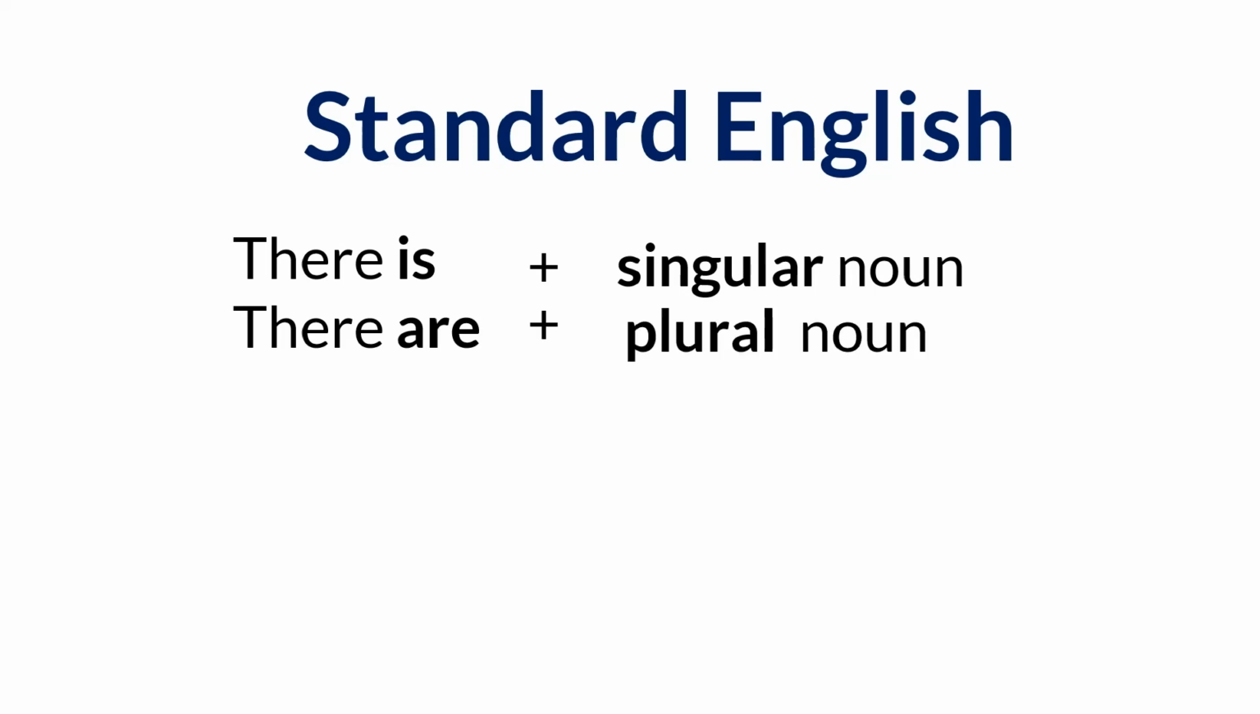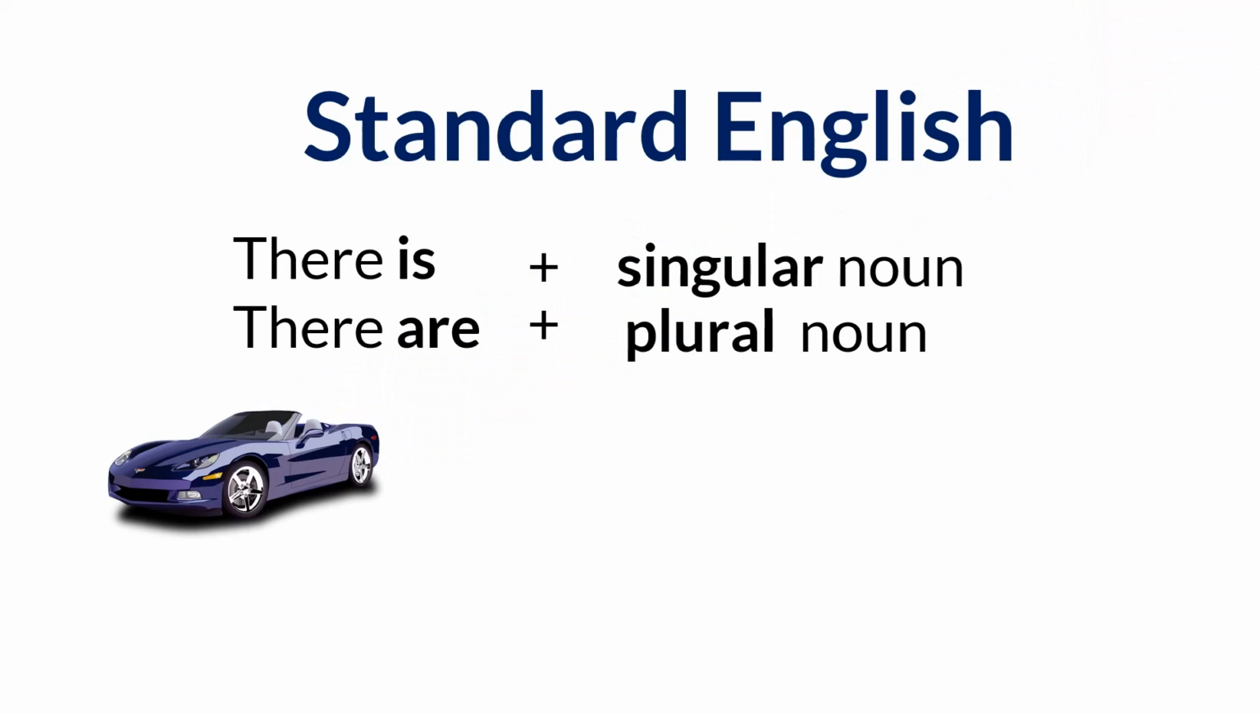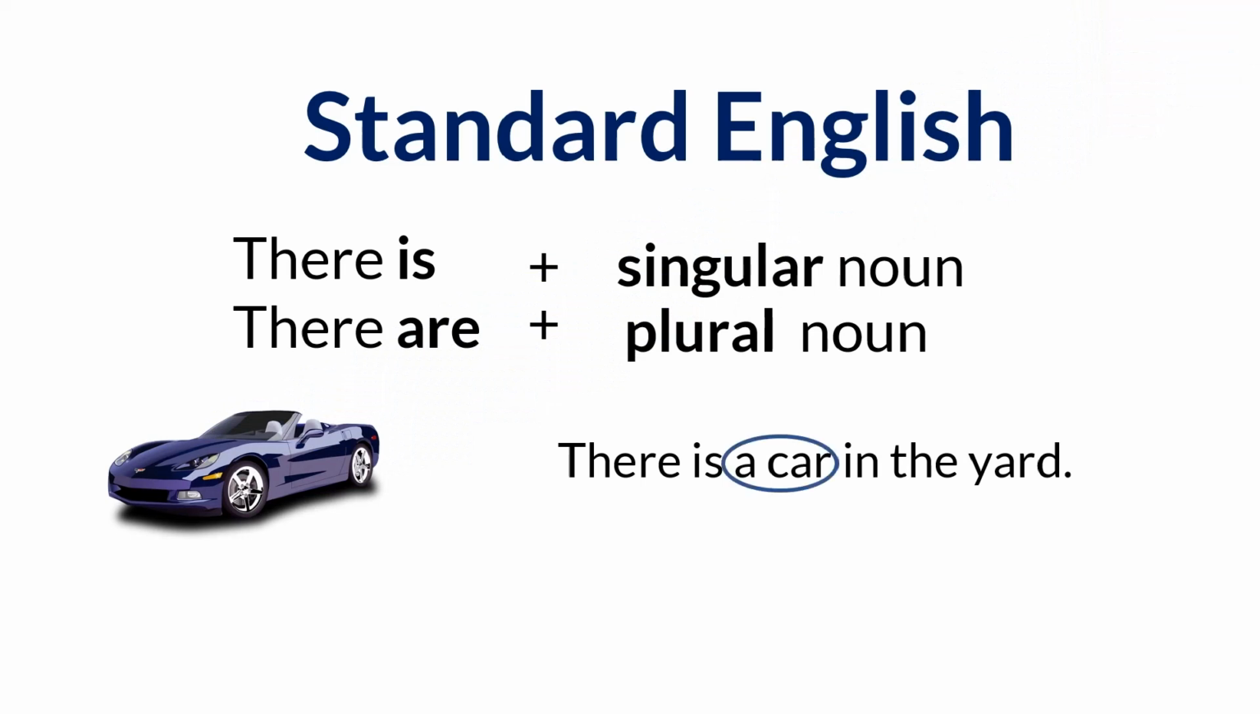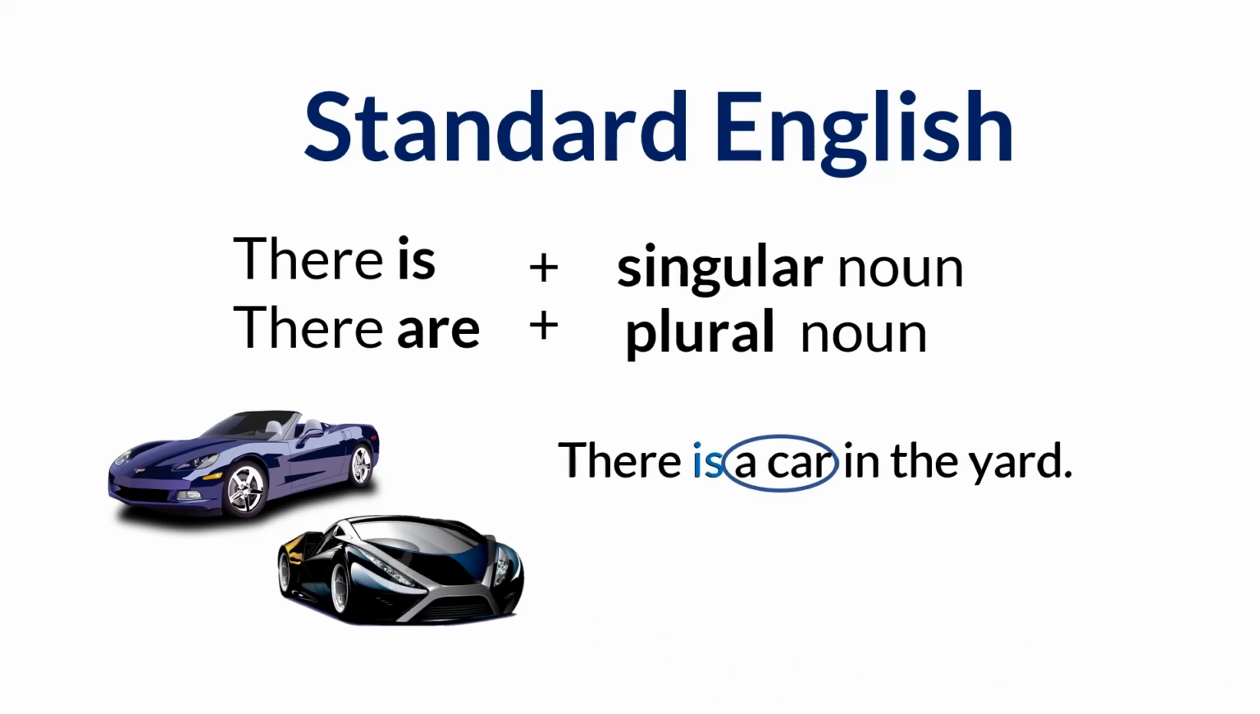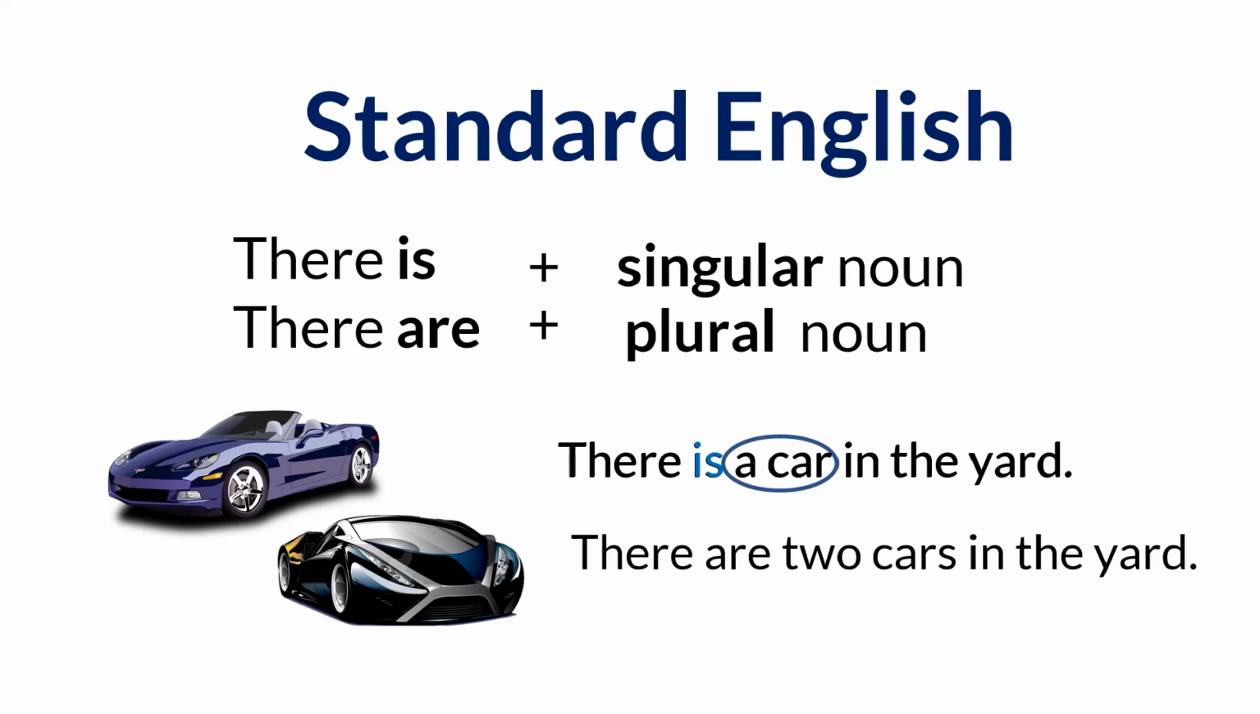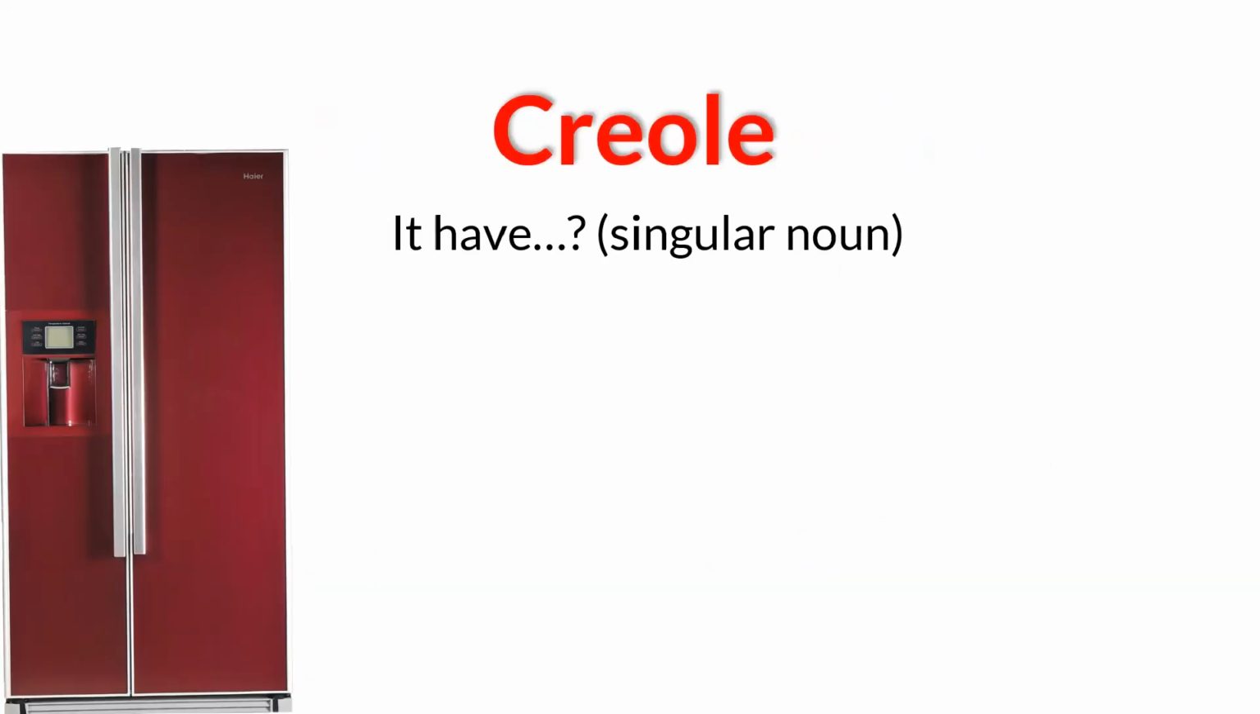Let's head back to the car in the yard. In Standard English, I would say there is a car in the yard. Since I'm referring to one car, I will follow the word there with the verb is. Of course, if another car pulled up, I would have to say there are 2 cars in the yard because I'm referring to 2 cars and therefore I must use the verb are.